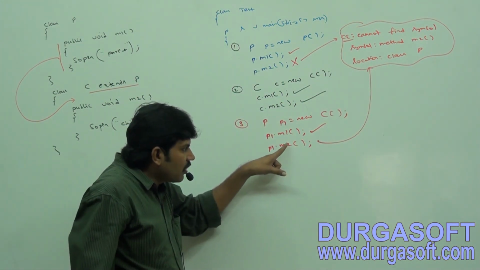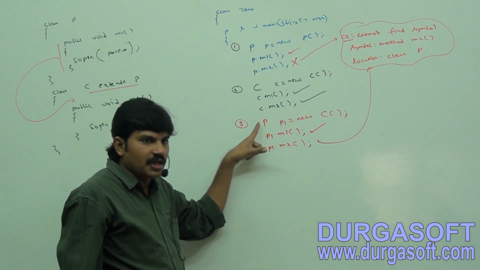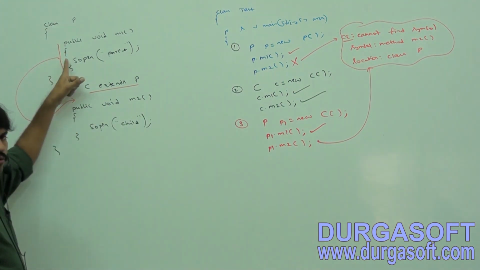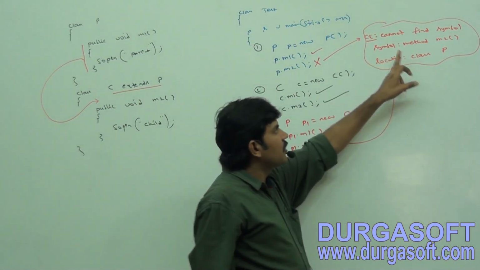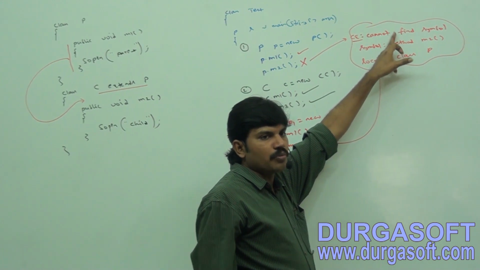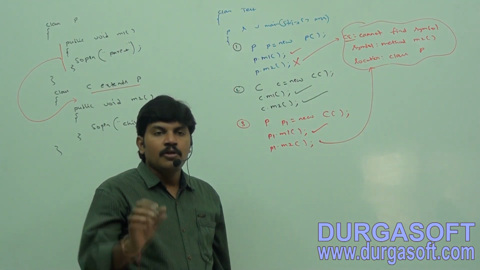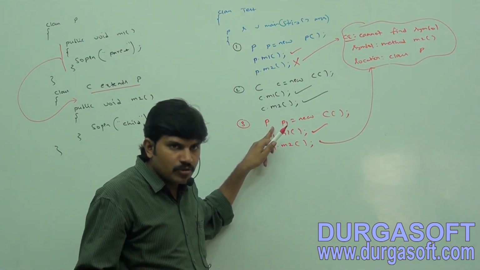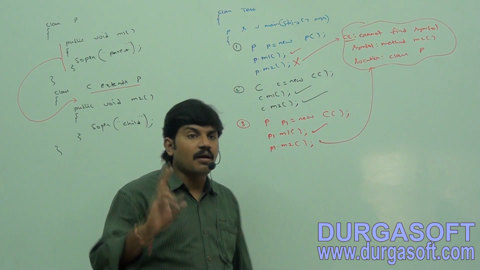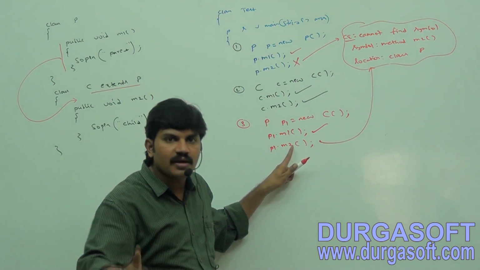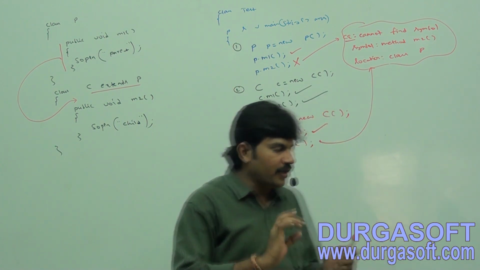Here, see. Sir, you are calling M2 on P1. What type is P1? P type. In P, is there any M2 method? Not there. That's why, since in class P there is no M2 method, you are going to get a compile time error. Is it clear for all? Let me repeat once again. A parent reference can be used to hold a child object, but by using that reference we can't call child specific methods. We can call only the methods available in the parent class. Is it clear for all of you?